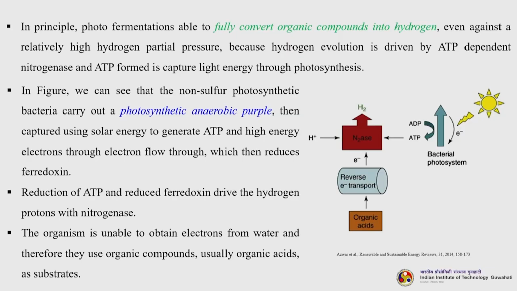Now, you can have a look at this particular image. In the figure we can see that the non-sulfur photosynthetic bacteria carry out anaerobic photosynthesis, with light captured using solar energy to generate ATP and high-energy electrons through electron flow, which then reduces ferredoxin. Okay. Now, ATP and reduced ferredoxin drive the reduction of protons to hydrogen with nitrogenase. The organism is unable to obtain electrons from water, and therefore they use organic compounds, usually organic acids, as substrates.